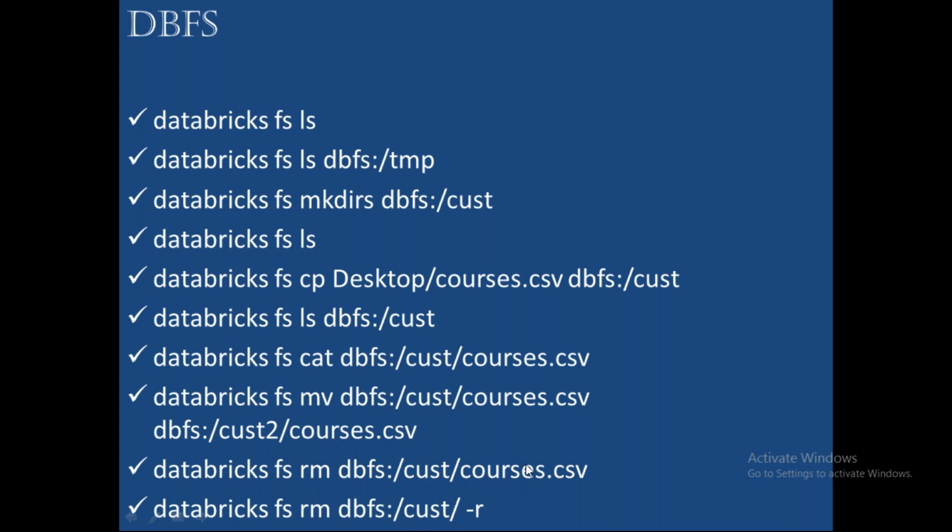If you want to remove an entire directory, you have to say the directory name -r. What is R? R is nothing but recursive. What it means is if you have any file or subdirectory inside this particular cust directory, it will delete all those things, and then it will delete this cust directory as well.